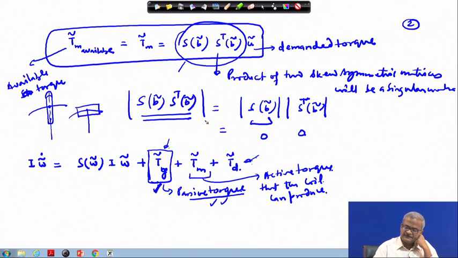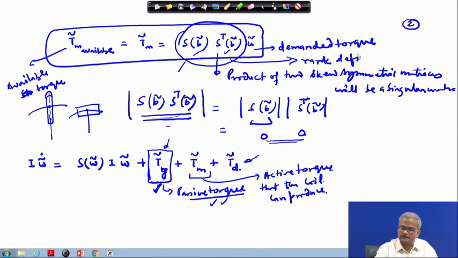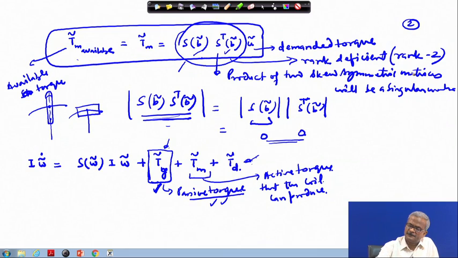And as is evident from this place, this is a product of two skew symmetric matrices and therefore this determinant is also 0, that means this is rank deficient. That means this is of rank 2. So, this simply implies that the torque will be available only along two axes, not along all the axes. These are the only two independent torques that you will be getting.